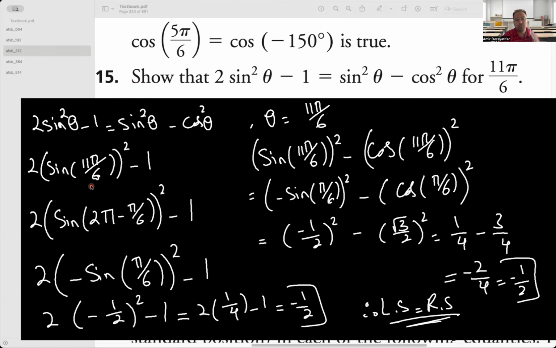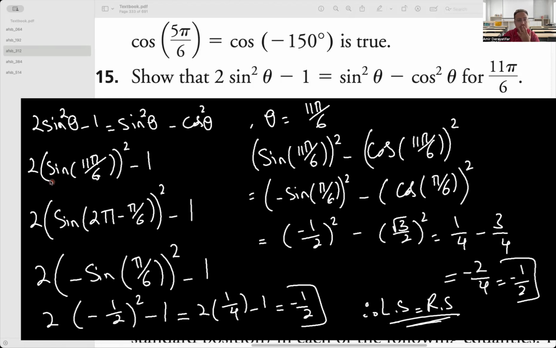But honestly, if the question says, using special triangles show that this equals that, it means I want to see pi over 6, or pi over 3, or pi over 4 somewhere. These are the special angles we're dealing with: pi over 4, which is 45 degrees, pi over 3, which is 60 degrees, and pi over 6, which is 30 degrees. So I want to see those numbers, and in order to do that I have to convert it.